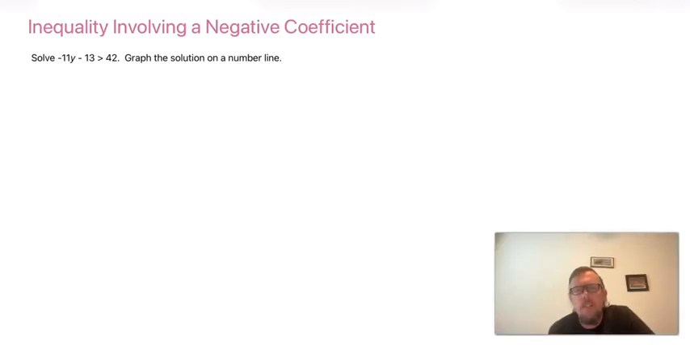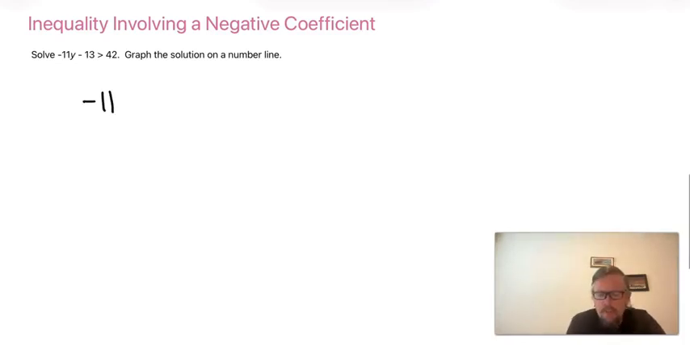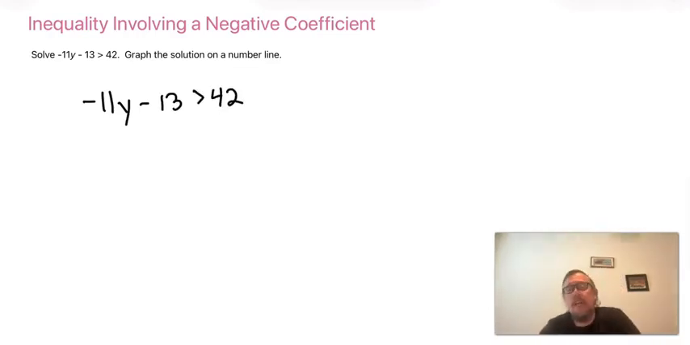So we're going to take this inequality and we're going to solve it, and then we're going to graph it on a number line. And this inequality has a negative coefficient. And what we mean by that is the number that is in front of our variable is a negative. And when you see that, you should be thinking to yourself, at some point, I'm going to have to divide both sides of this inequality by a negative, in this case, a negative 11.